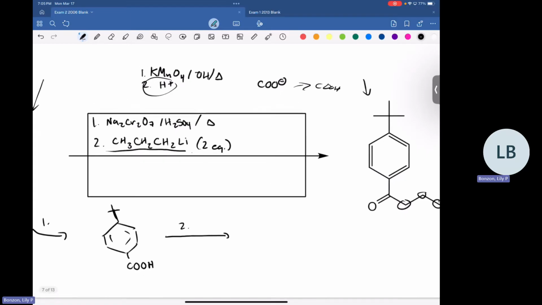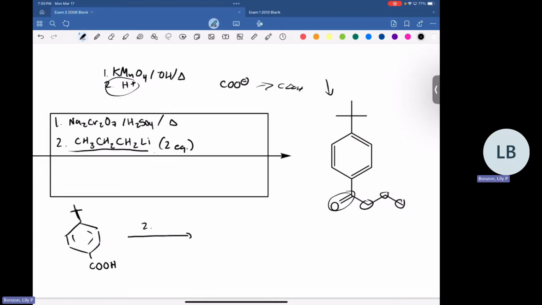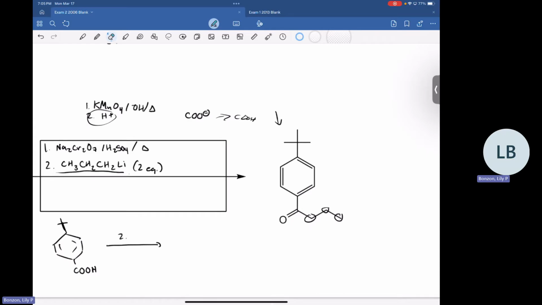So yeah, we just have to use 2 equivalents to make sure that we just get left with the 1 ketone. I'll put that. And then technically that one would form, so I'm just going to draw the intermediate step for you guys.